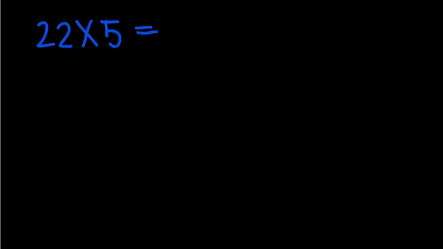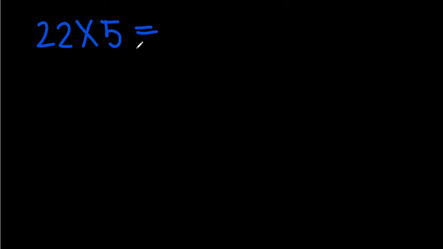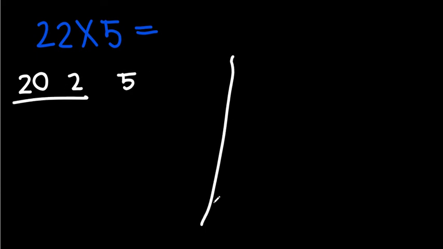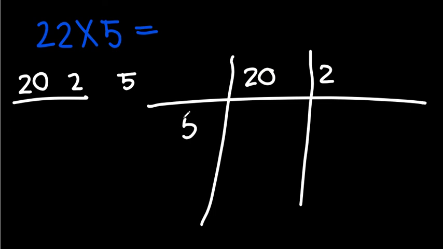So again, 22 times 5. I know I don't want to work with 22. I'd rather work with 20 and then 2. Okay, that makes 22, and then 5. So if I split my grid, I'm going to put one of the numbers on the top here. Let's say I'm going to put my 20 on there and my 2. And I'm going to put my 5 at the bottom.